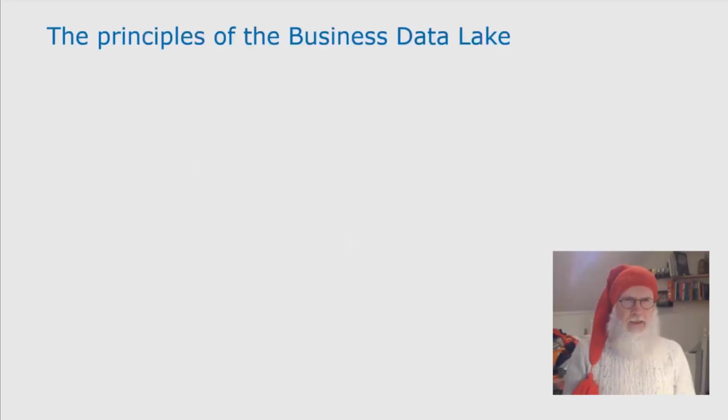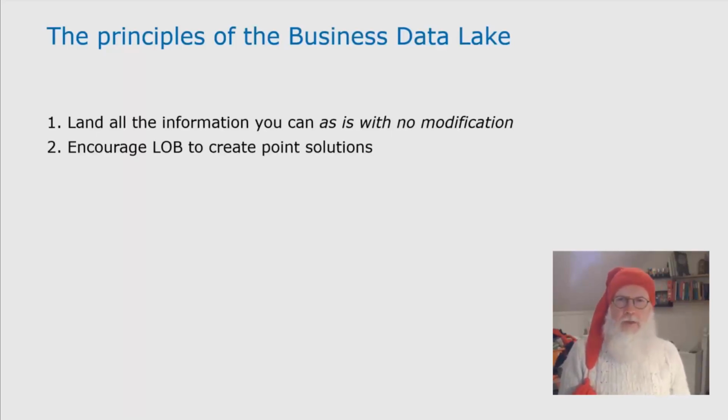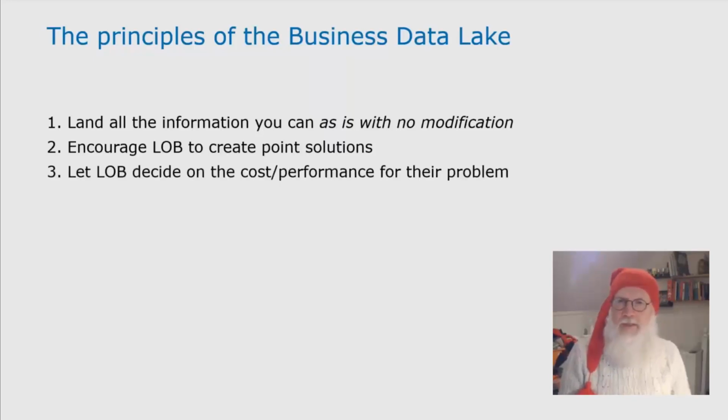The business data lake has some principles. First of all, you land all the information you can as is with no modification. So that is landing it into your raw layer. Then you encourage line of business to create point solutions. So you let your line of business connect either to your curated data, but preferably to your raw layer, and let them do the transformation on that.